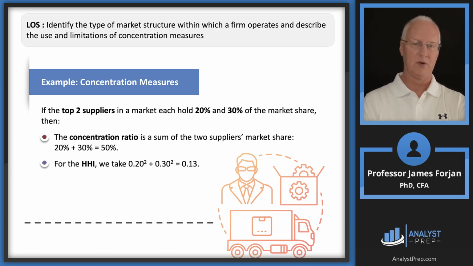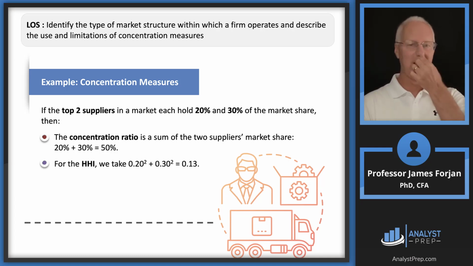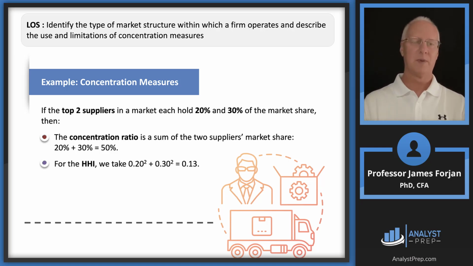And so what you can do for both of these is you can do just the top 2, or for the HHI, you typically do a whole bunch of them, maybe the entire market, although that's probably not too realistic to go ahead and capture.